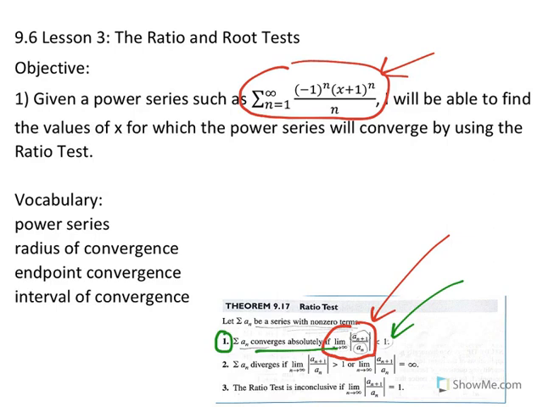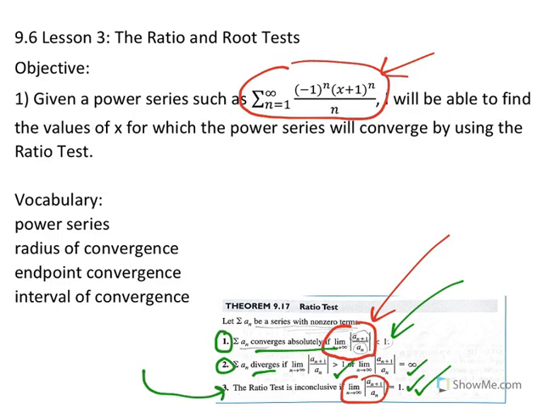For what values of x will that limit be greater than 1 or infinity? Those are the values of x for which the power series will not converge, because it will diverge. And for what values of x will this limit from the ratio test be equal to 1? For those values of x, we have to do another test. We cannot come to a conclusion using the ratio test whether the power series will converge at those values of x.